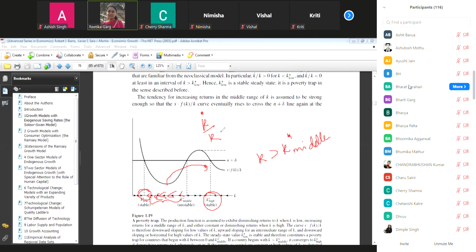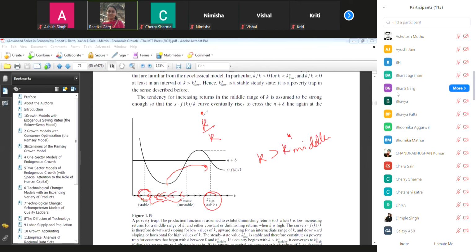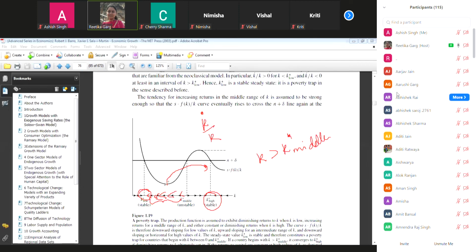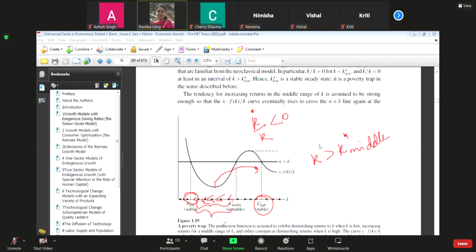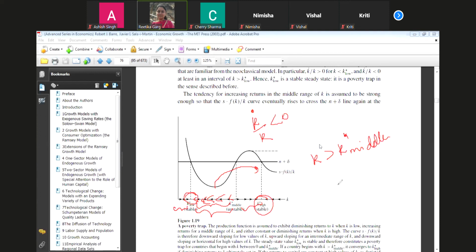If you're not at the steady state, then you work out K dot by K in this range. It so turns out that when you work out this K dot by K, it will be negative for this range, and positive for this and this range. So this is basically the growth rate of capital stock, K dot by K.